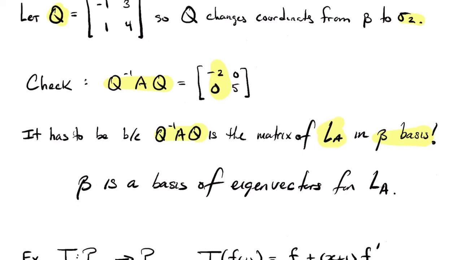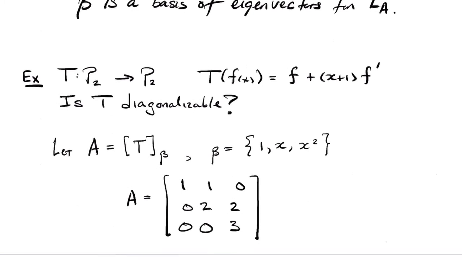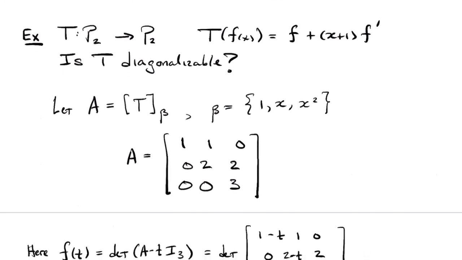Let's do one more example just to solidify this, and I'm going to kick some of the computations to a machine here. Let's take the following operator on polynomials of degree 2 or less. T sends a polynomial to itself plus x plus 1 times its derivative. And my question is, is that diagonalizable? Is there a basis of eigenvectors?